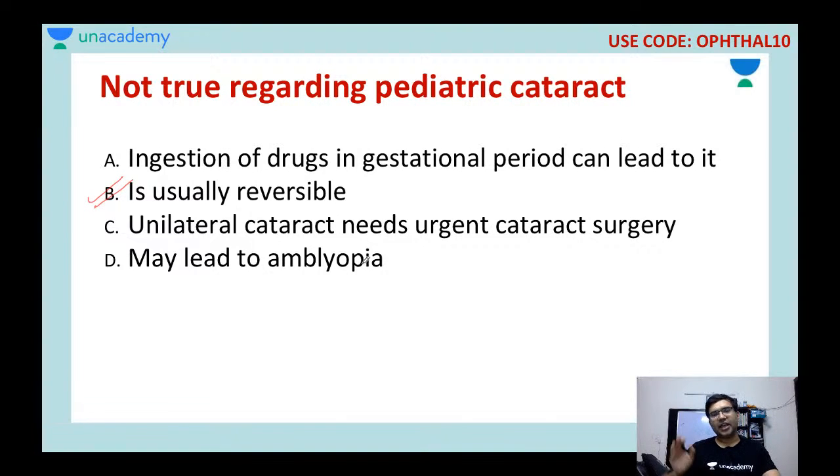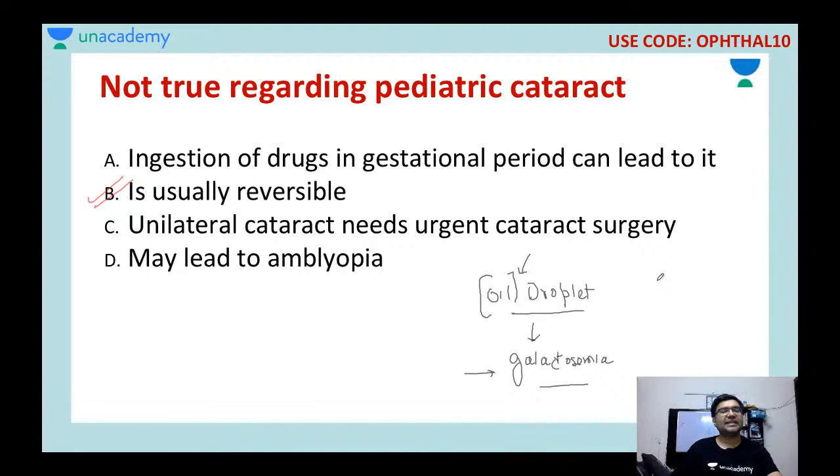Now remember, any type of cataract is not reversible. There is one exception to that where the cataract is reversible. Can anyone tell me in which case the cataract can be reversible? Have you seen the oil droplet cataract? Oil droplet cataract is a cataract which is seen in galactosemia. It is the only type of cataract which can be reversible. Not always, but it can be reversible in those patients where you stop the galactose and then they can have resolution of that. But this happens only in the initial cases. Otherwise, the cataract is not reversible.